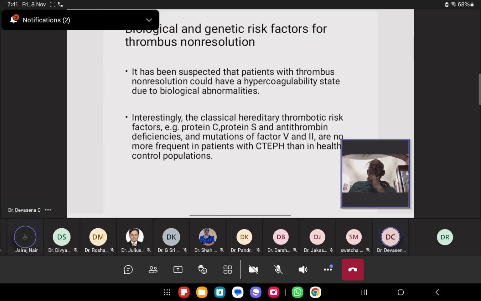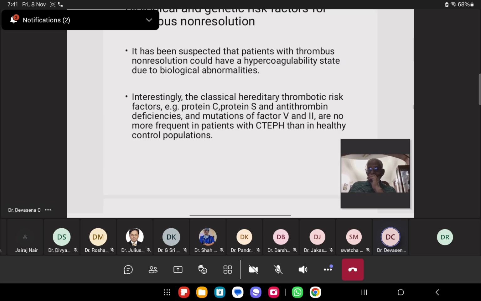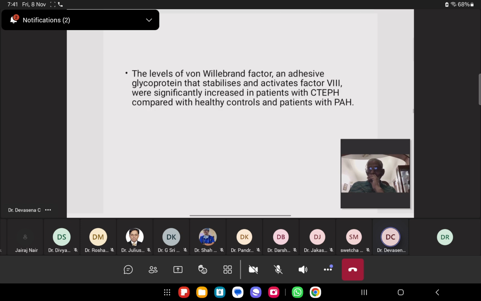Biological and genetic risk factors for thrombus non-resolution. It has been suggested that patients with thrombus non-resolution could have a hypercoagulability state due to biological abnormalities. Interestingly, the classical hereditary thrombotic risk factors, for example, protein C, protein S, and antithrombin deficiencies, and mutations of factor V and II are no more frequent in patients with CTEPH than in healthy control populations.